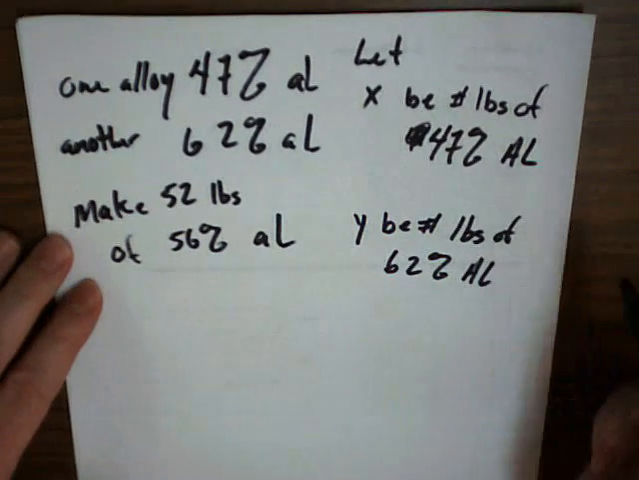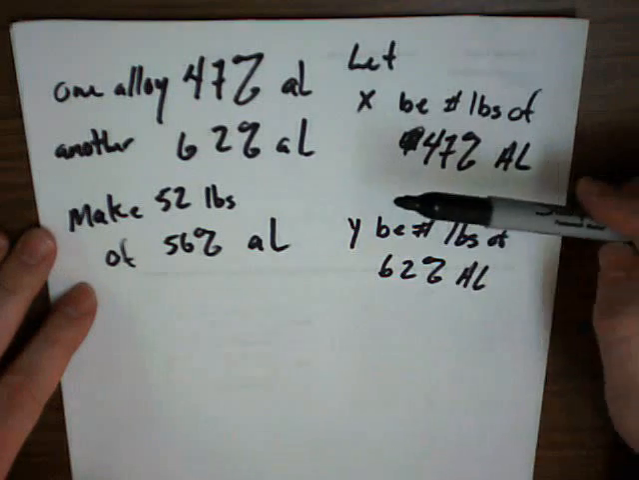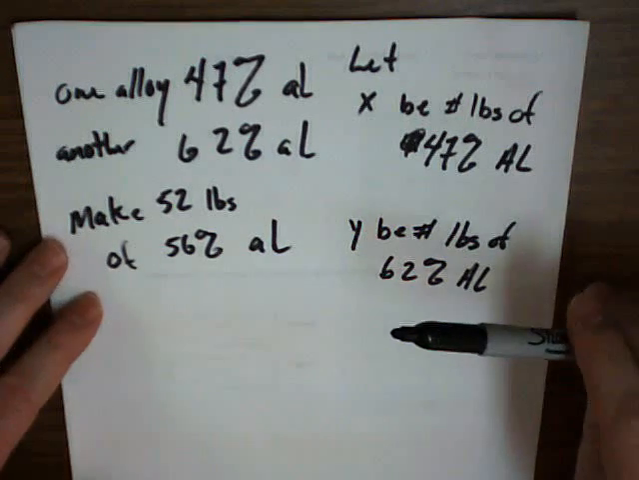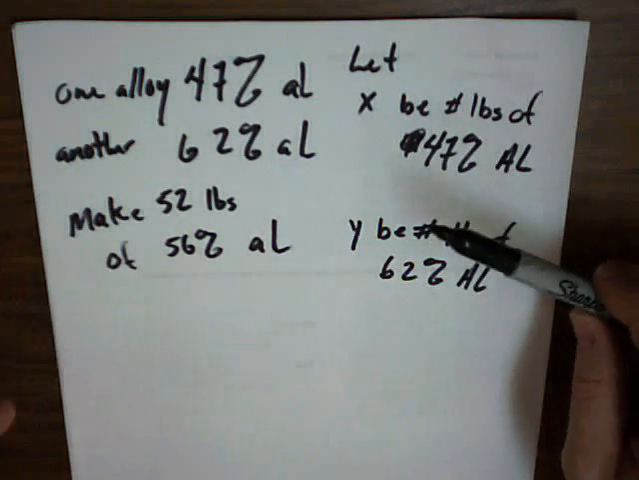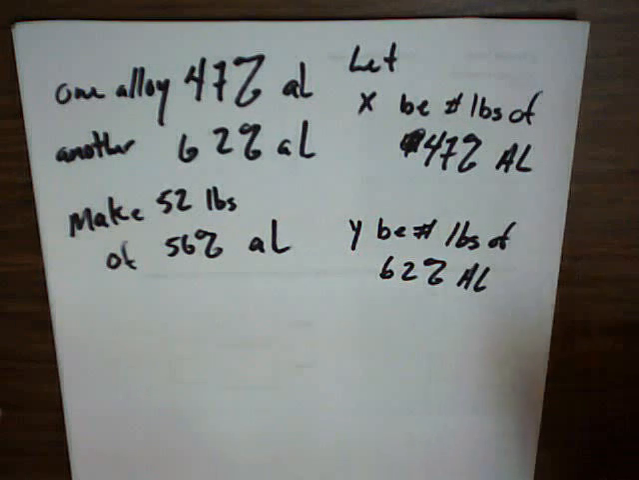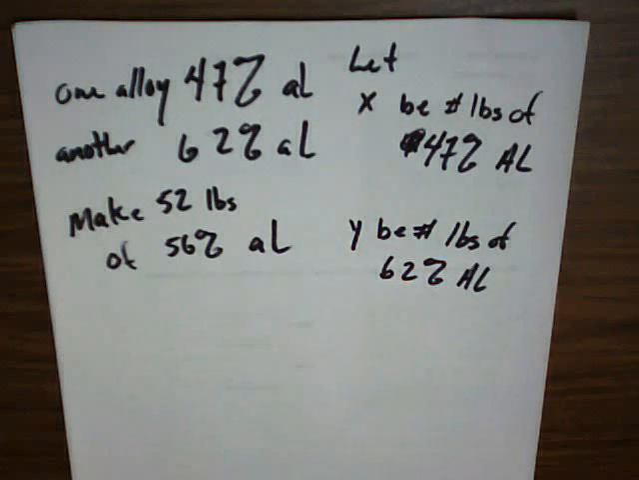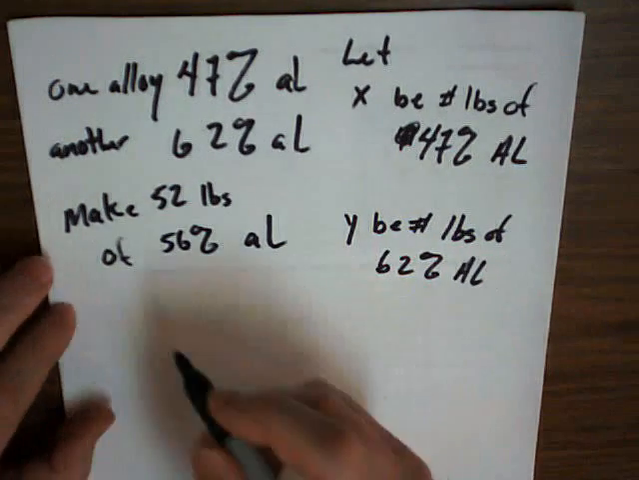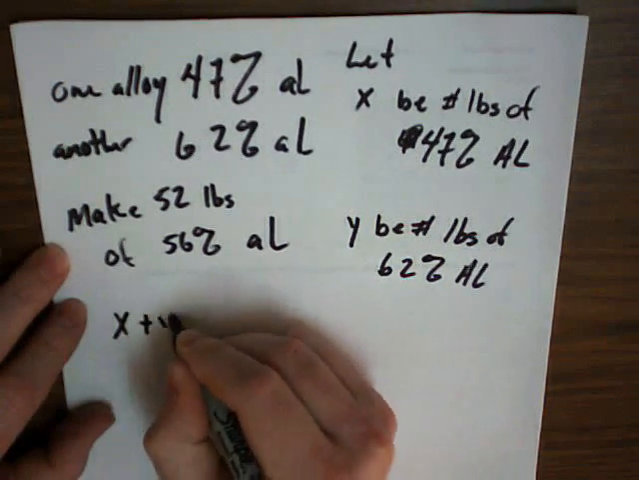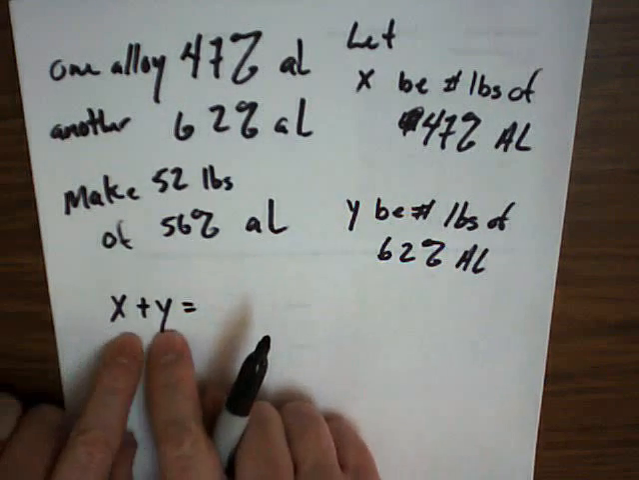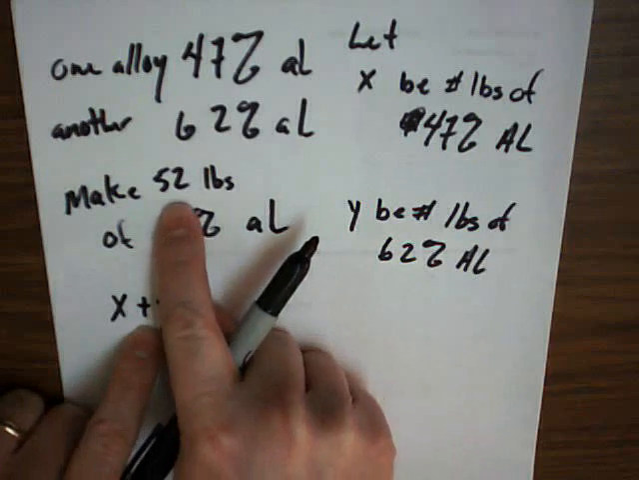Anywho, after you get your x and your y stated, remember you can't just say x is 47% and y is 62%. That doesn't make any sense because they have to have units. So x is the pounds of 47% aluminum and y is the pounds of 62% aluminum. Does that make more sense? Okay. So what did we do after that? Okay. We're going to make up two equations because it's a system. And x pounds plus y pounds has to be 52 pounds.